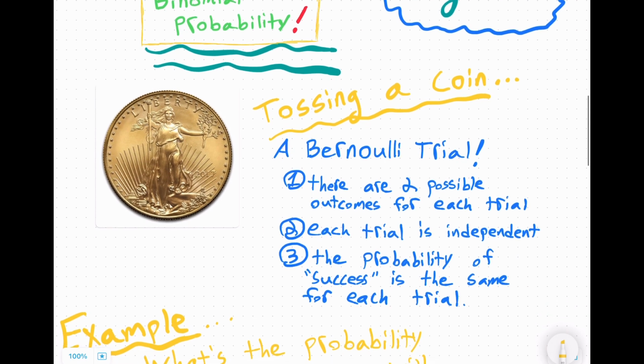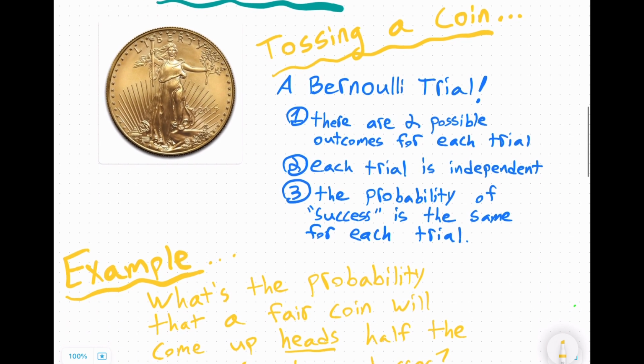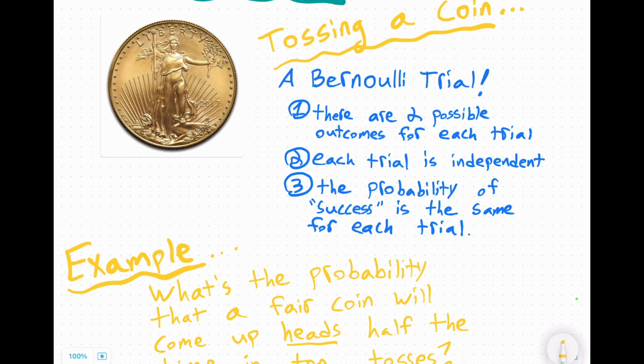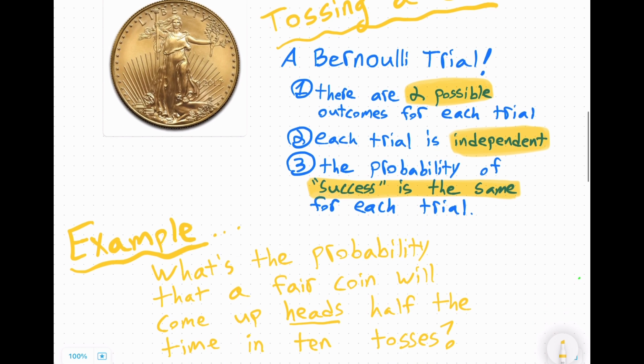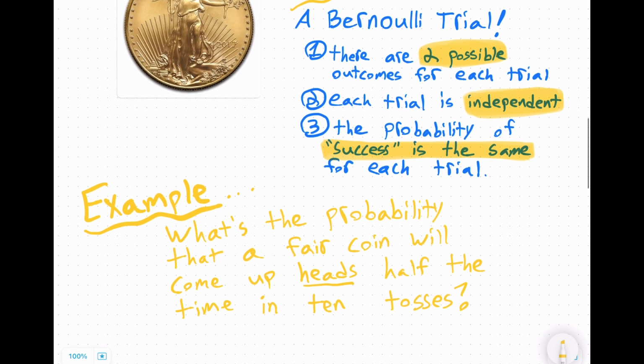This is a Bernoulli trial, also known as a binomial trial, because it meets three standards. First, there are two possible outcomes for each trial, in this case, namely heads or tails, so we're good to go. Second, each trial is independent, so the outcome of one trial doesn't affect the outcome of another, so we're good to go. And finally, third, the probability of success is the same for each trial. In this case, we'll define success as coming up heads, so we're good to go. The question is, what's the probability that a fair coin will come up heads half the time in 10 tosses?